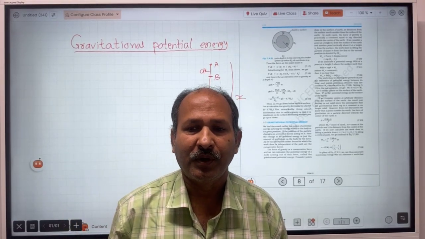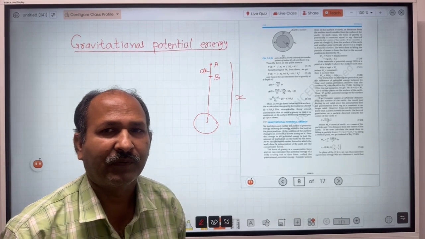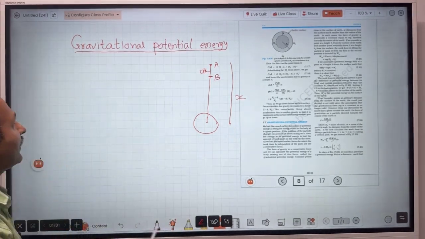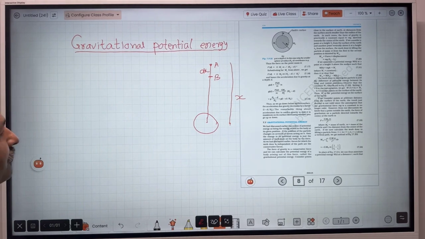Today we are going to continue with the chapter Gravitation of class 11th physics. We are going to start with gravitational potential energy.